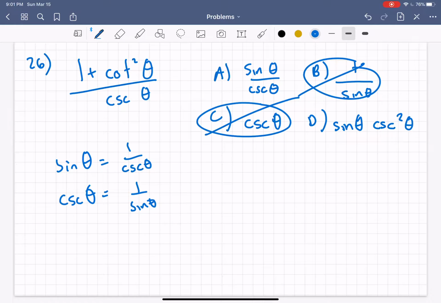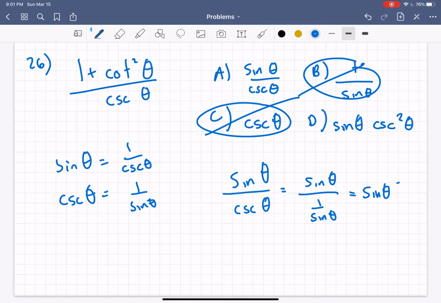If we have sine over cosecant, right? Sine over cosecant, that would be sine over 1 over sine, which would be sine times the reciprocal, which would be sine squared, which is not the same as anything, right? So this might actually be the right answer. So let's just check D.